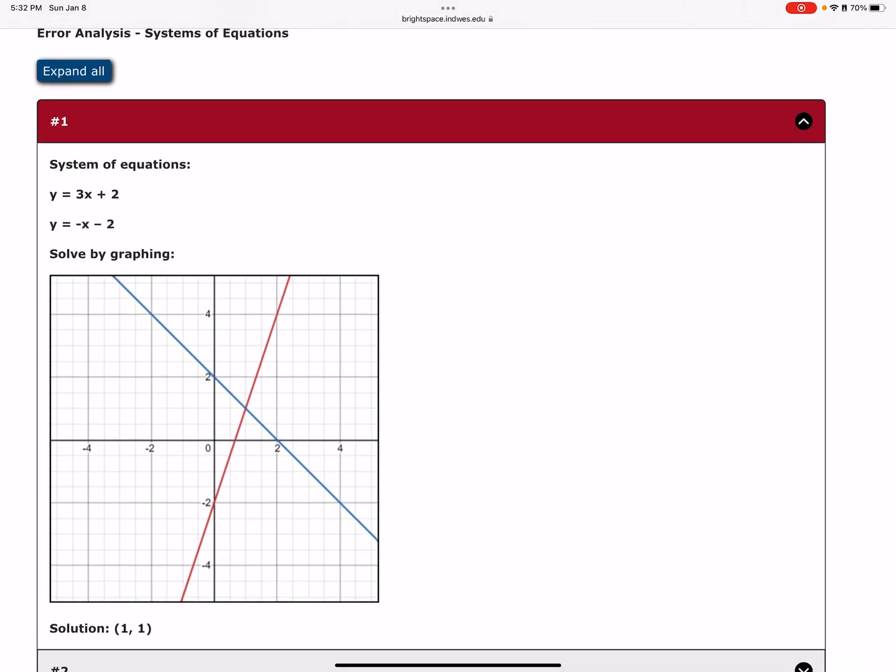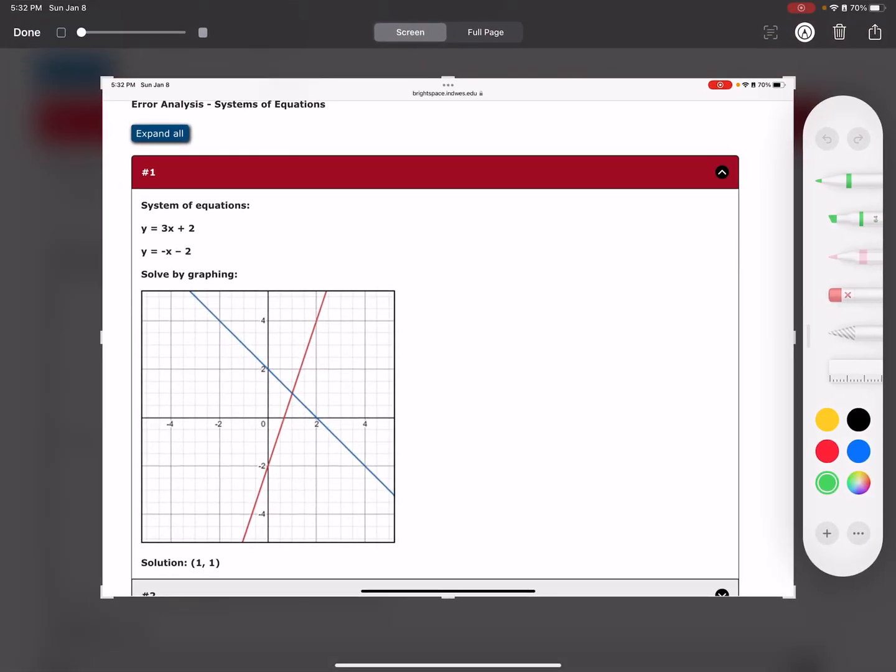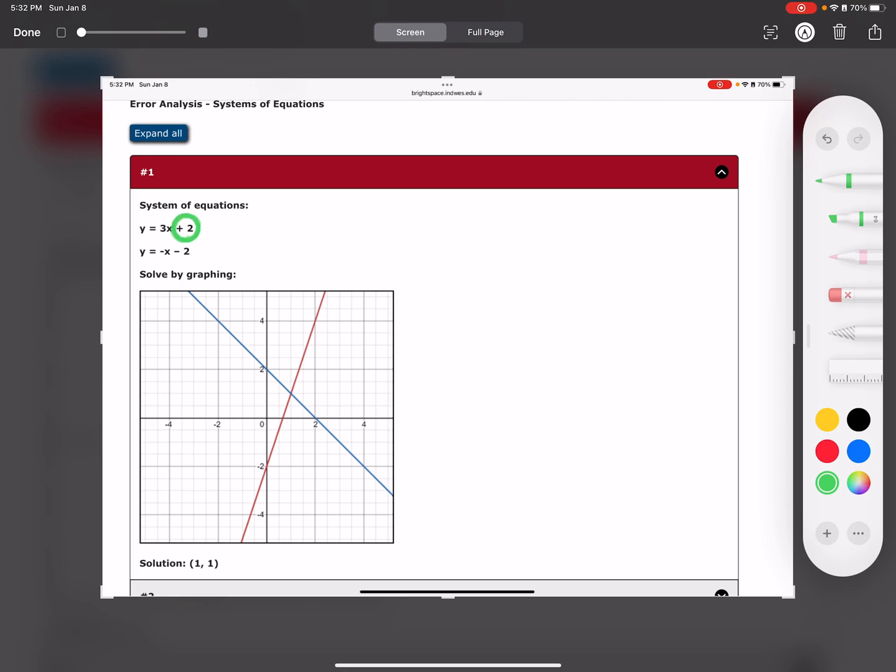For this particular problem, the system of equations, what you're supposed to do is analyze each one. So I'm going to help you look at that. Okay, so for the first one, I'm going to look at this first equation, and that's 2. That means that's where it should intersect the y-intercept, and yes, it does. So that's not a mistake.